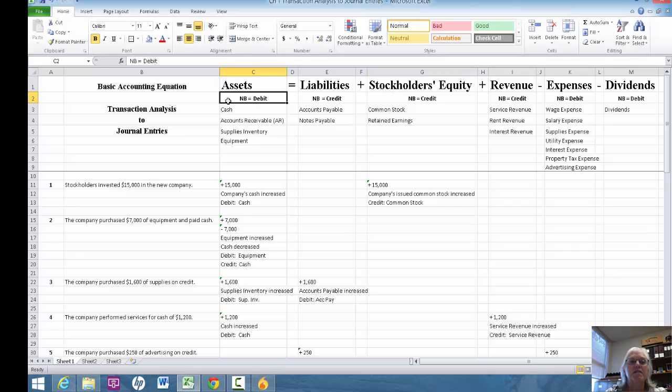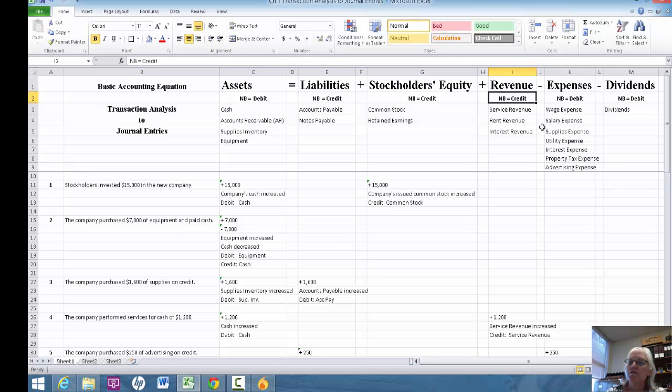Okay, the next thing I did is I put in what the normal balances are. So NB is normal balance. Assets is a debit, and the asset accounts that we are using right now are cash, accounts receivable, supplies, inventory, and equipment. Liabilities, the normal balance is a credit. You always increase with the normal balance and decrease with opposite the normal balance. The liability accounts we're going to be working with are accounts payable and notes payable. Stockholders' equity, normal balance is a credit, and we'll be working with the accounts common stock and retained earnings.